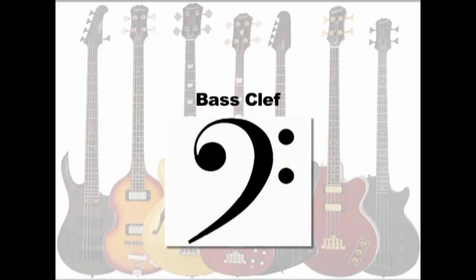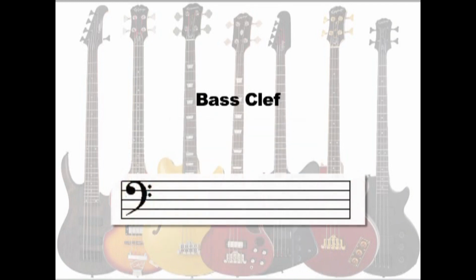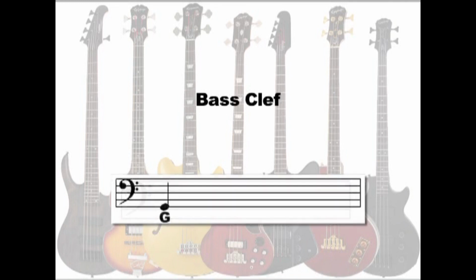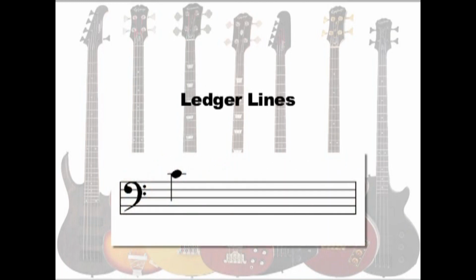Bass music is written on the bass clef. Whenever you see this symbol, the music can be played on a bass guitar. The notes of the bass clef start with G on the very bottom line. The space above G represents an A note. The line above A represents B. The space above B represents C, and so on. Notes can extend above and below the staff by the use of ledger lines.